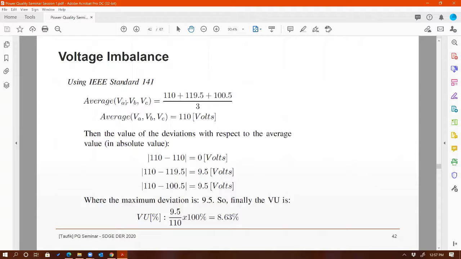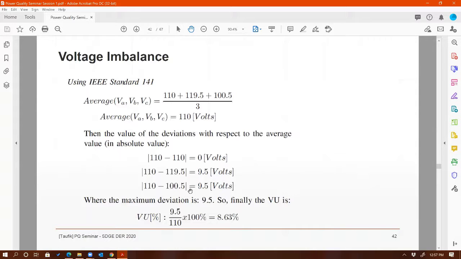The average is from phase voltages, right? So these are phase voltages, just magnitudes, okay? Divided by 3, that gives you 110. And then what you need to calculate is maximum deviation, right? So 110 is the average. So average 110 minus the first one, 110, gives you 0. And then the same average value minus 119.5 gives you 9.5, right, for the second one. And then for the third one, 100.5.